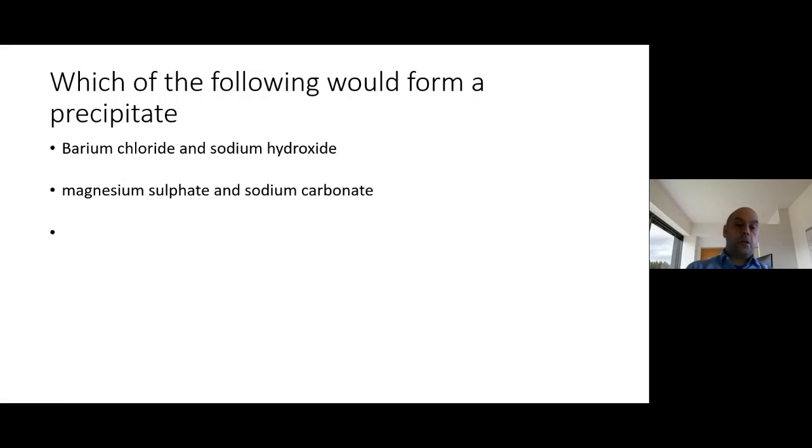So using those solubility rules, I'm going to get you to do a little think now. Barium chloride and sodium hydroxide, if I mix them together, would they be soluble? Would you form a precipitate, or would the products of those reactions be soluble?